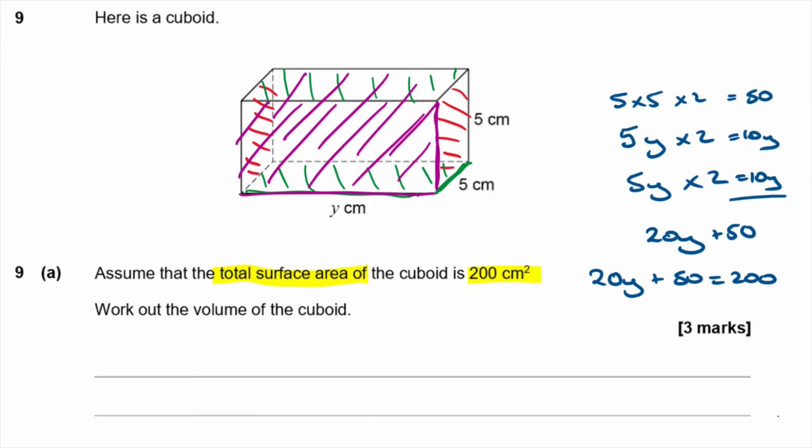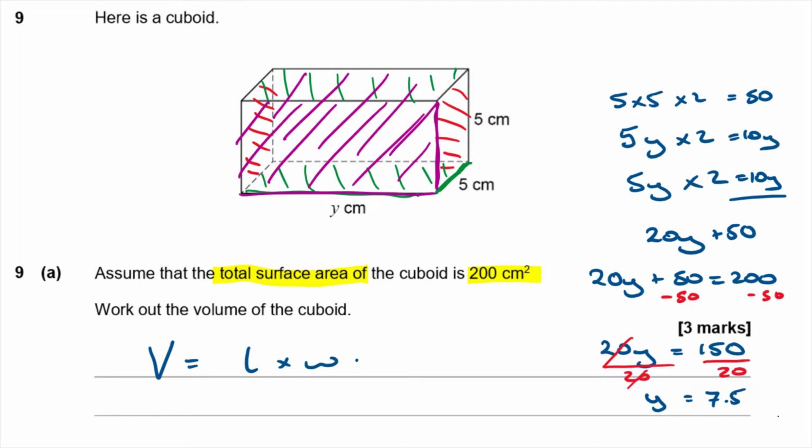So subtract 50 from both sides. That's going to tell me that 20y is equal to 150, and then dividing both sides by 20, this cancels with this, leaving me with y equals 15 over 2, 7.5. So that's the length y is 7.5. So then the volume of the cuboid is length times width times height, which is 5 times 5 times 7.5.